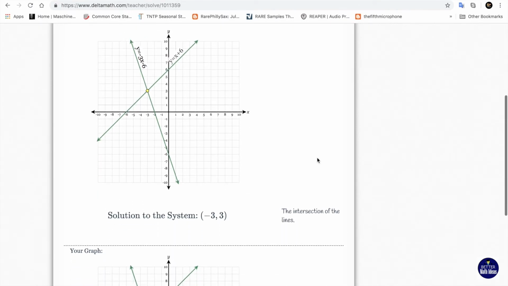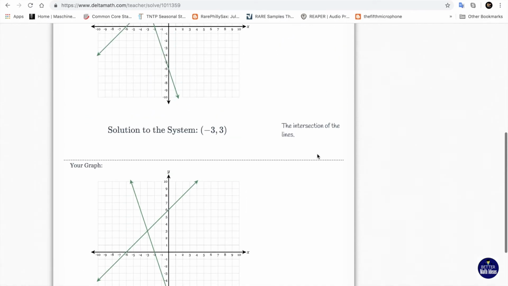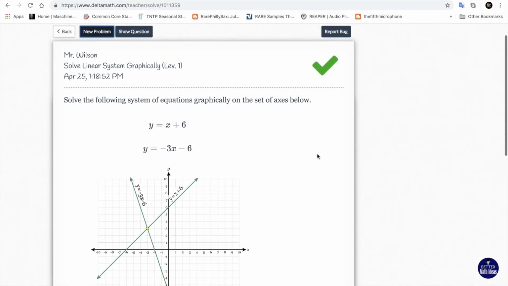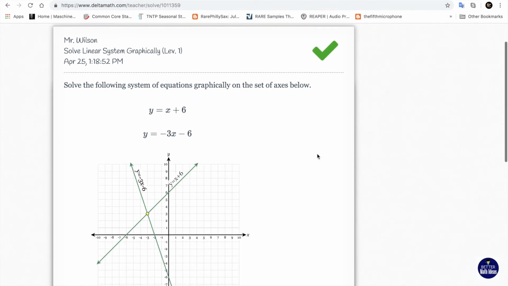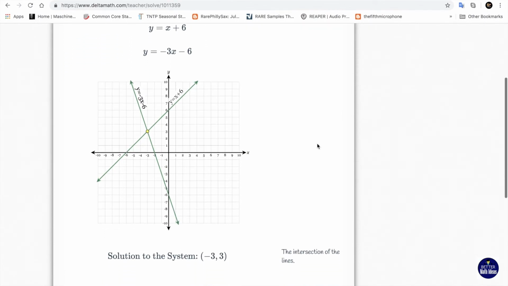The lines intersect. Here's the graph. Here's the solution. Fabulous, fabulous way to integrate technology into your lesson.